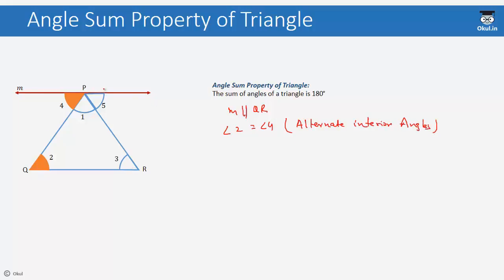And now similarly, angle 5 and angle 3. Now we have angle 3 is equal to angle 5 due to the same reason. Now M is a straight line, and therefore the angles formed will be equal to 180 degrees. So angle 4 plus angle 1 plus angle 5 is equal to 180 degrees. And now we have the two equations, and we can replace the terms. So angle 2 plus angle 1 plus angle 3 is equal to 180 degrees. Thus we can say that the angle sum property of the triangle holds, and the sum of the angles of the given triangle is 180 degrees.